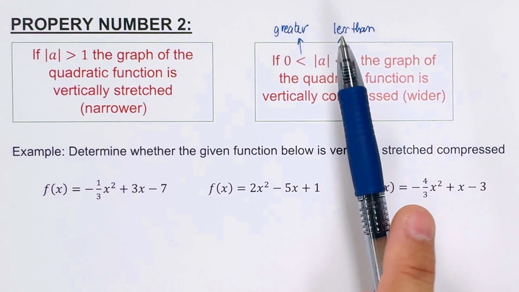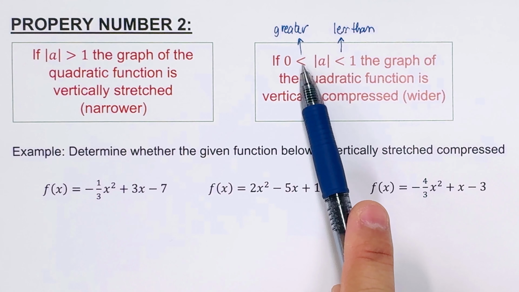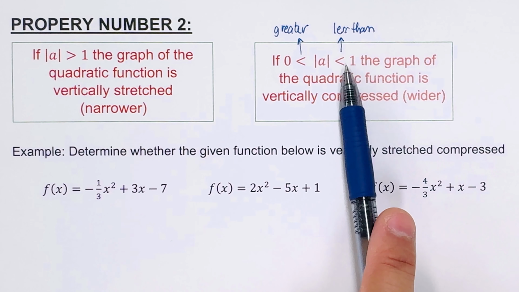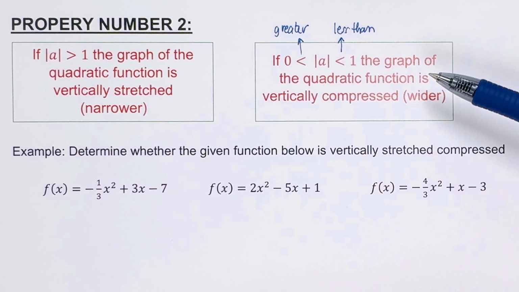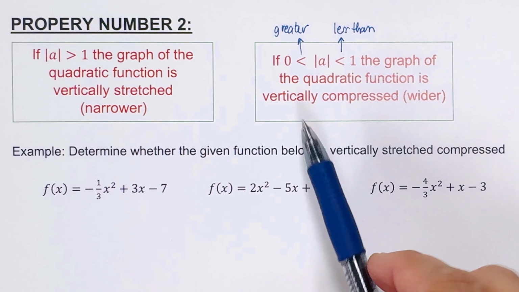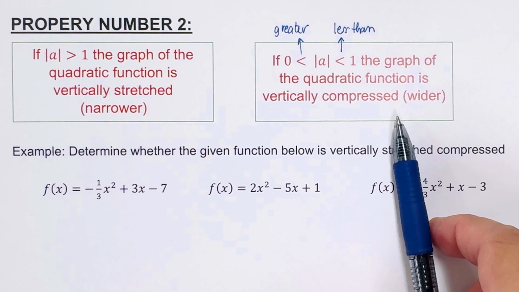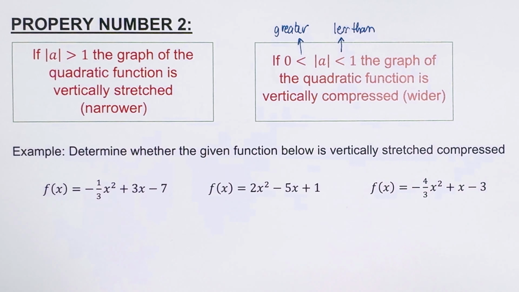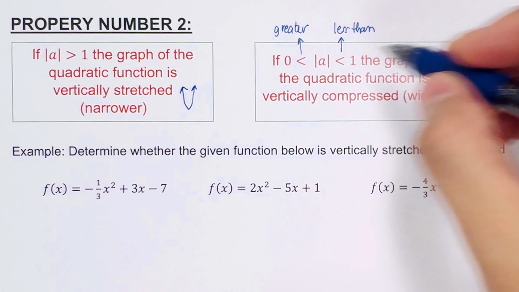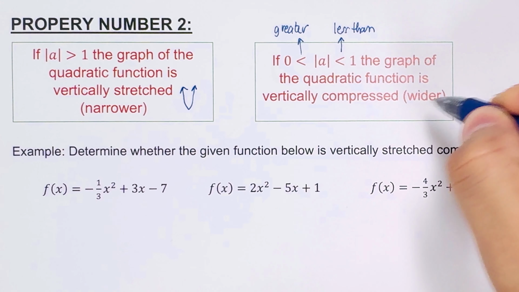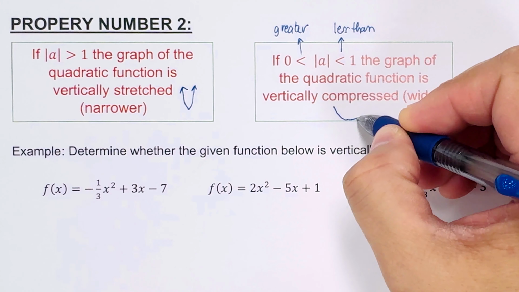So if the absolute value of a is greater than 0 and it's less than 1, then the graph of the quadratic function is vertically compressed, or it's wider. Narrower means the graph is narrow like that. Well, when we say wider, the graph opens up wider like this. So that's the difference between a narrow graph and a wider graph.